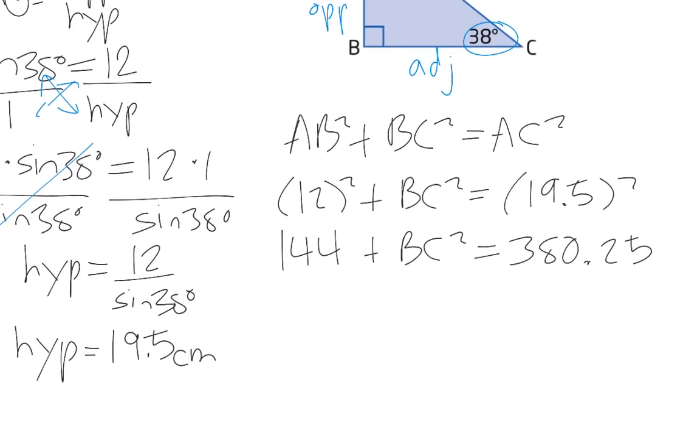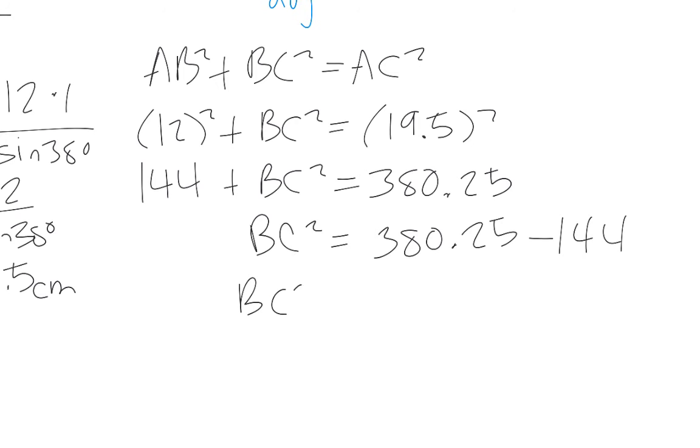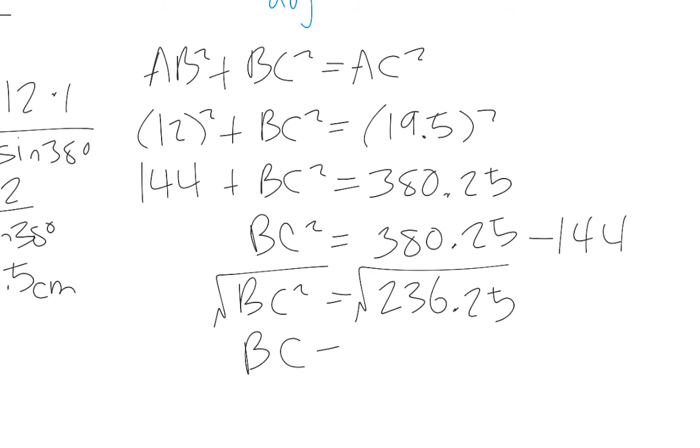At this point, you want to isolate BC, and you can do that by subtracting 144 from both sides of the equation. I'm only going to show you a little bit of those steps. So let's go ahead and simplify that. 380.25 subtract 144 is 236.25. Now we want to get rid of the square, so we need to square root both sides of the equation, and that will give us approximately 15.4 centimeters.